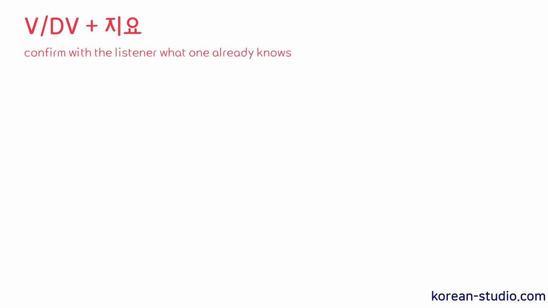The third ending is 지요. When we add 지요 to the verb stem, we're forming a question statement. And we add 지요 to verbs to check something we already know. We're asking the question to check whether what I know is true. In this way, it kind of functions like English question tags.